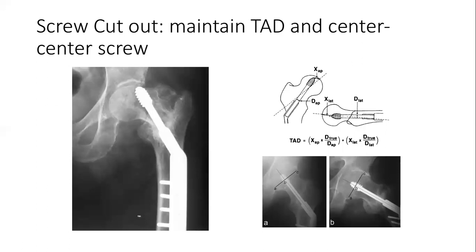It is a well-established fact that to prevent screw cutout, we have to maintain the TAD. And of note, during measurement of the TAD, which is a measurement of tip to apex distance in both AP and lateral planes, we must take into consideration the amount of magnification seen by our fluoroscopic devices. And for placement of the screw, initially there were some controversies, but it is now well established that a center screw, that is center in both anteroposterior and lateral view, gives the best outcome in regard to prevention of screw cutout.